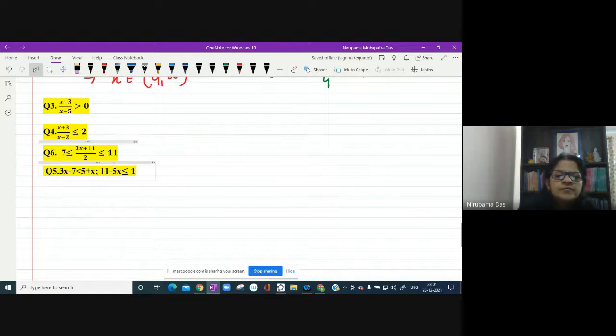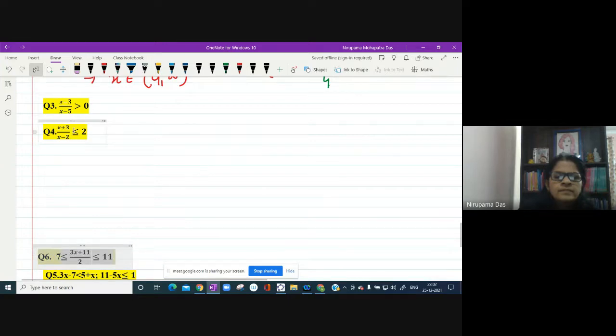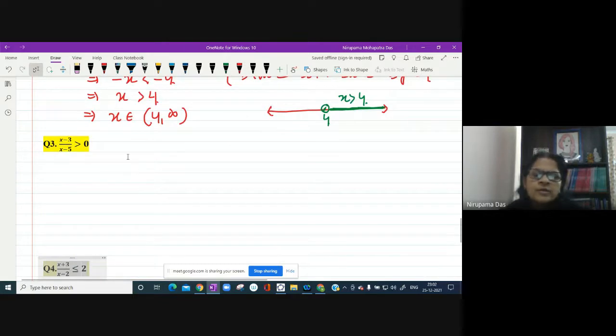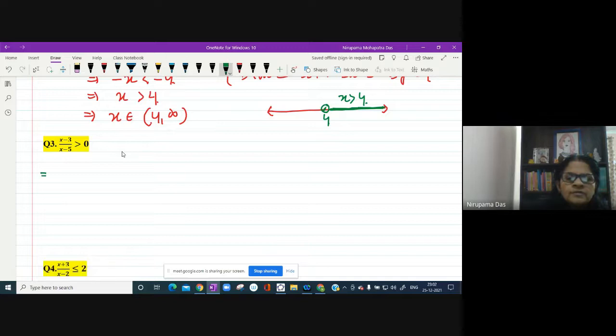Next, third question. So (x minus 3) by (x minus 5) greater than 0. Okay, so we do not cross multiply. We do not allow cross multiplication in case of inequality, unlike your equation. Okay, so what we have to do here? So this implies what we have to consider here, (x minus 3) by (x minus 5) greater than 0.